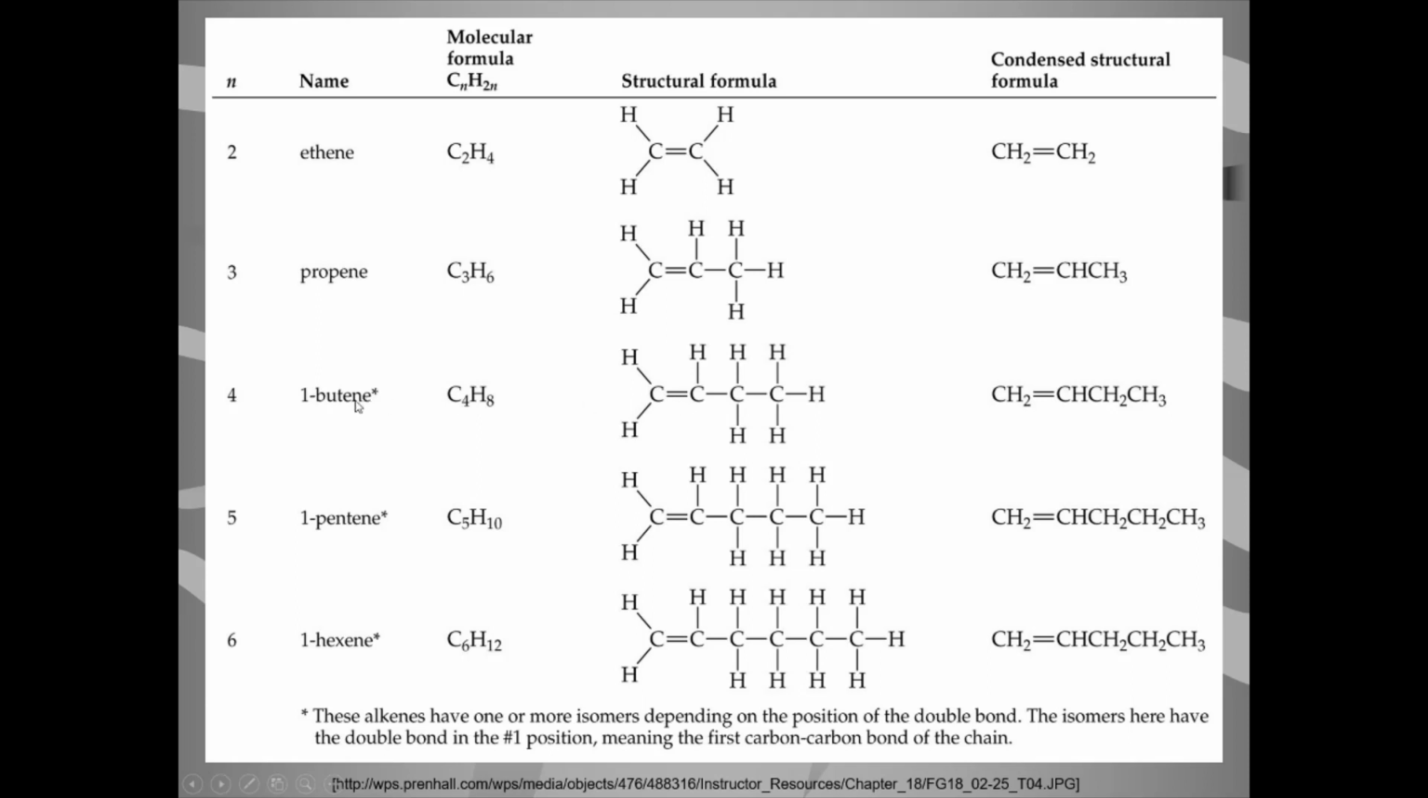A double bond here gives us ene, and 4 carbons gives us bute, so we see butene. Pentene is going to have 5 carbons with a double bond. Hexene is going to have 6 carbons with a double bond.